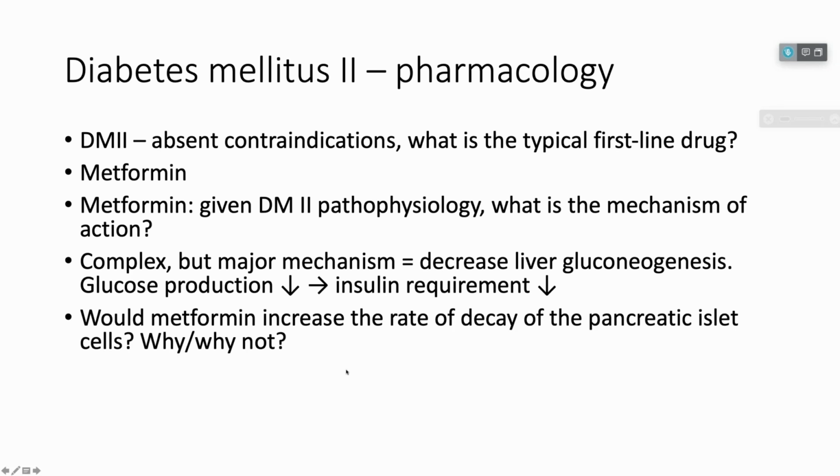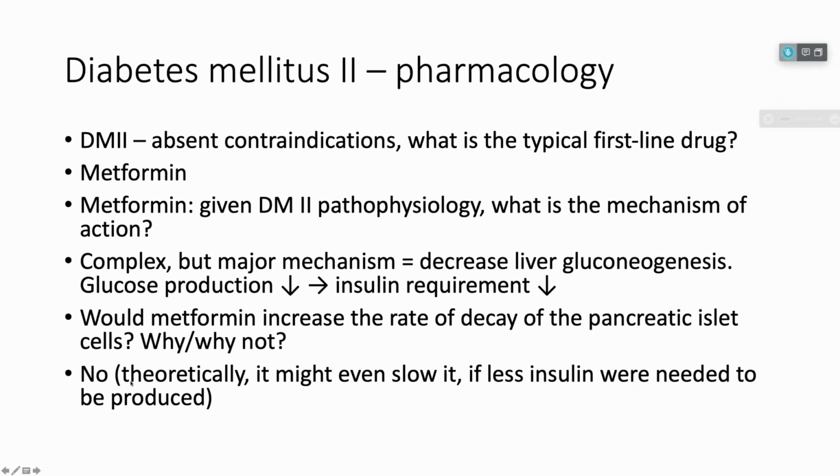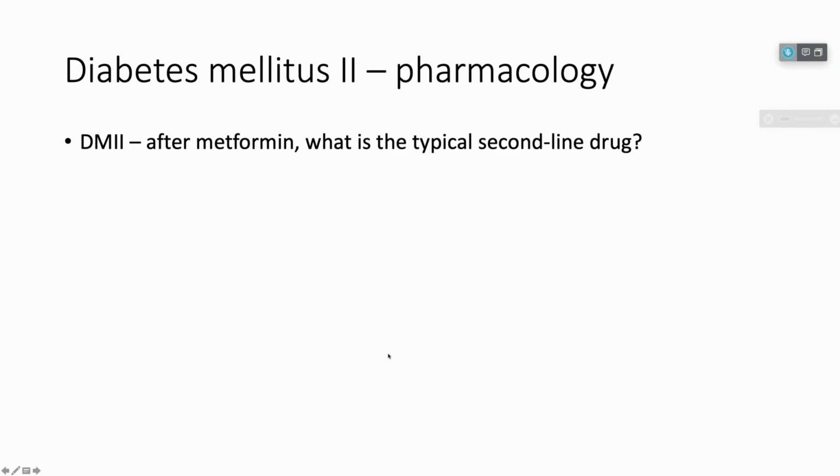So Marco, would metformin increase the rate of decay of the pancreatic islet cells? Why or why not? It will not, because it controls the gluconeogenesis of the liver. So metformin is considered a fantastic drug for type 2 diabetes. Yeah, it really is. Theoretically, you would even think that it might slow the progression, right? If less insulin were needed. If at least part of the mechanism of progression of type 2 diabetes is islet cell dysfunction because you're overproducing insulin and amylin and producing amyloid as a byproduct, then yeah, I actually think it would be better.